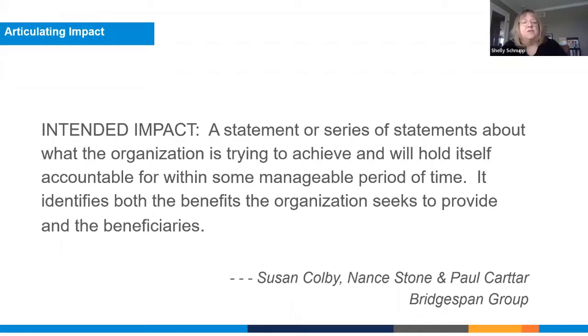We encourage organizations to define an intended impact statement. An impact statement tends to be a series of statements about what the organization is trying to achieve and will hold itself accountable for within some manageable period of time. Keep in mind that it defines both the benefits the organization seeks to provide as well as the beneficiaries. And with many nonprofit organizations, our ambitions tend to be bold, and therefore the time frame of the intended impact may be quite some time. But let's look at a few examples.